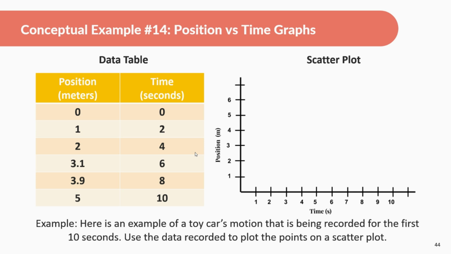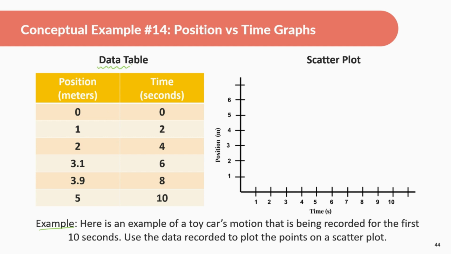So the question is, here is an example of a toy car's motion that is being recorded for the first 10 seconds. Use the data recorded to plot the points on a scatter plot. I know a lot of times looking at this, it's just like, oh my gosh, so many numbers, so many things. What's going on? What do I do? And it's just a lot. But anyway, let's take it one step at a time.